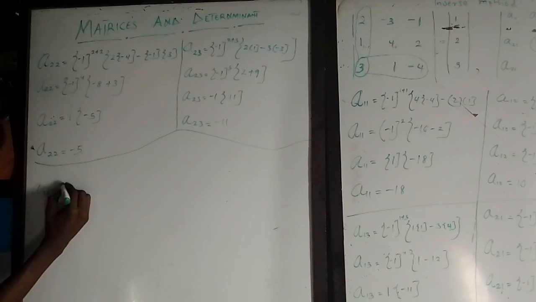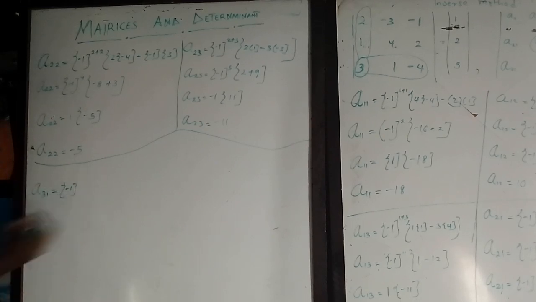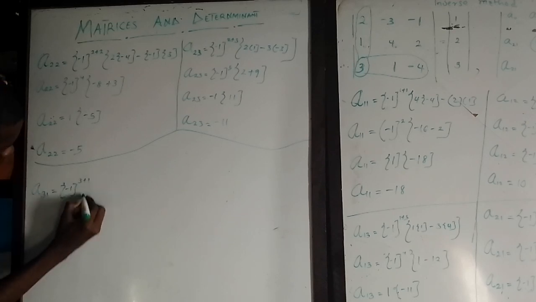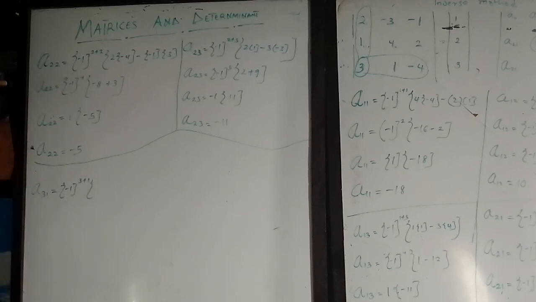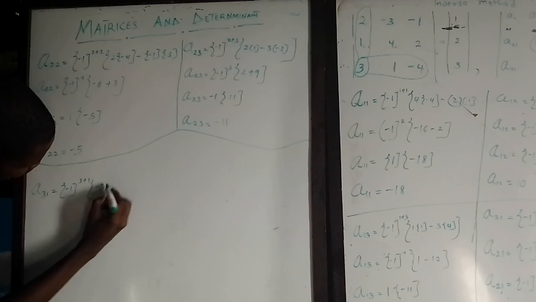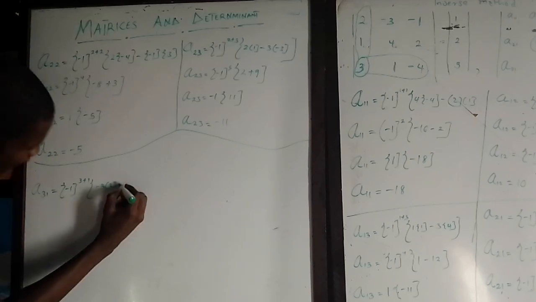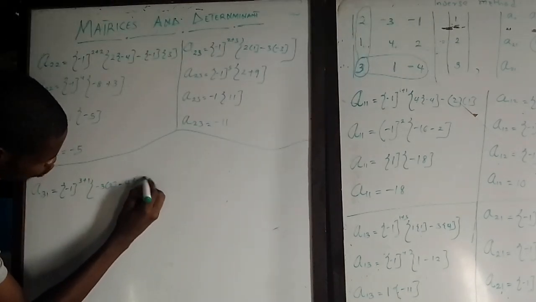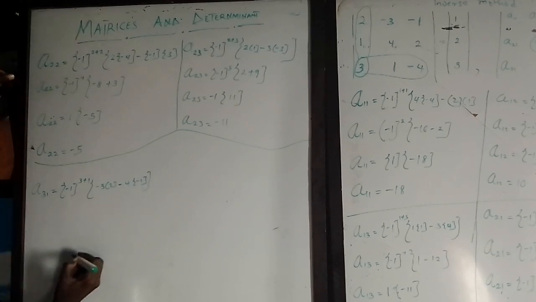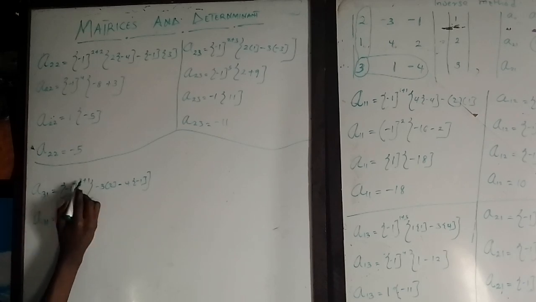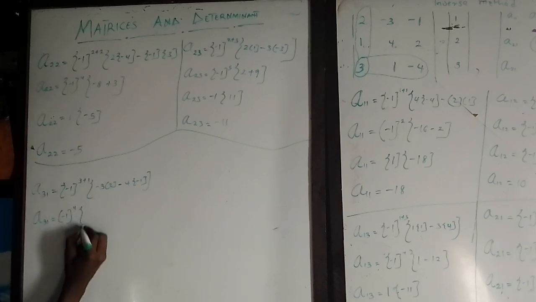So we are going to move on. So our A31, take note, minus 1 is always constant. So you are going to have 3 plus 1, open your bracket. Then you now say minus 3 times 2, and again, 4 times minus 1. You continue. You have A31 equals to minus 1. 3 plus 1 is what? 4. You open your bracket.